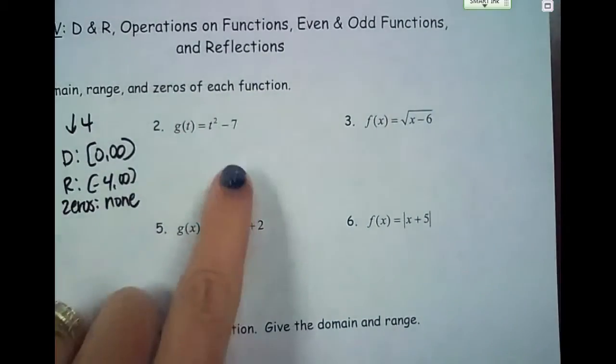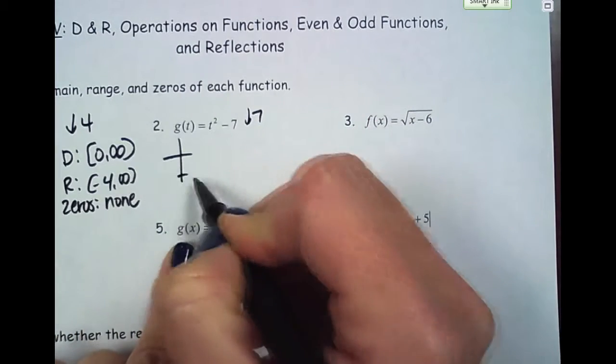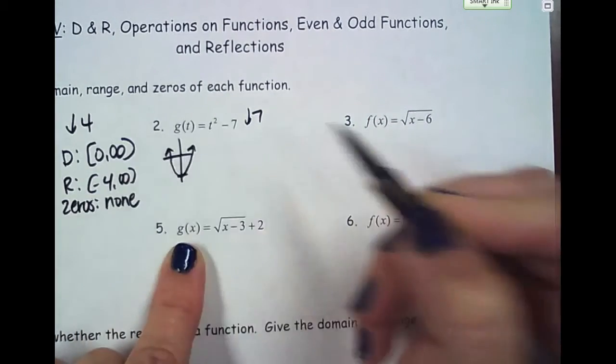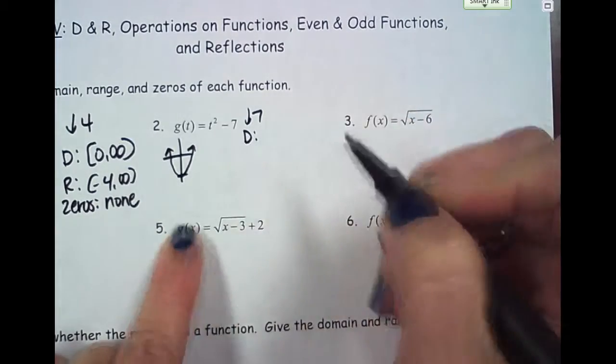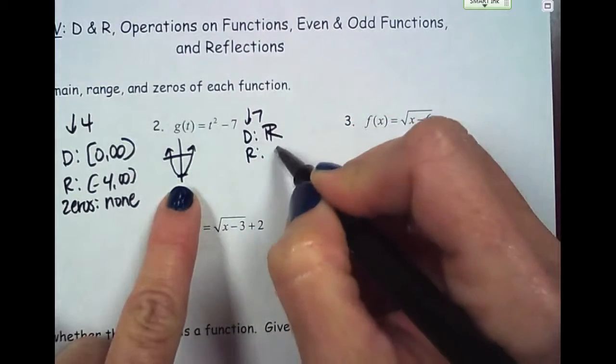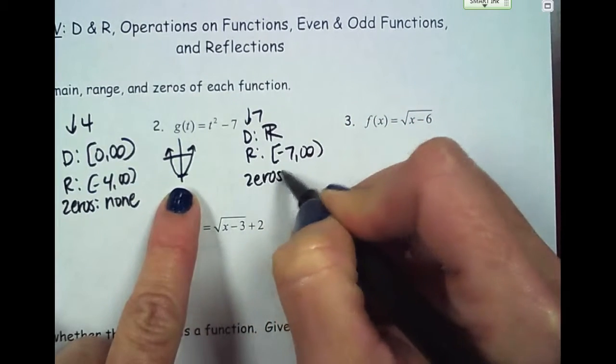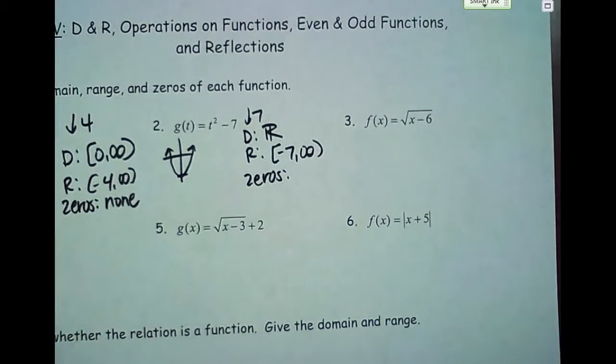Number 2, if you sketch the graph, it's a parabola, and you're going to go down 7. So down here, and you still make a U. Your domain of a parabola, remember, is all real. Your range is going to start from this -7 and go up. So -7 to infinity. And your zeros, there's actually 2 zeros there, guys. You have to solve for them.